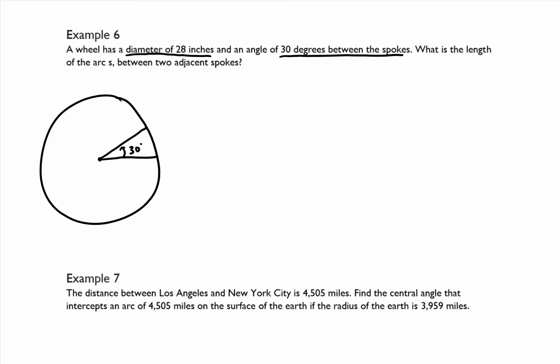Now we have to be careful because the arc length which we are solving for is equal to the angle times the radius. And here we're given the diameter, but the diameter is just 2 times the radius. So to find the radius, we'd cut it in half. And so the radius here would be 14 inches. So if we're solving for s, that's going to be 30 degrees times the radius, which is 14 inches.